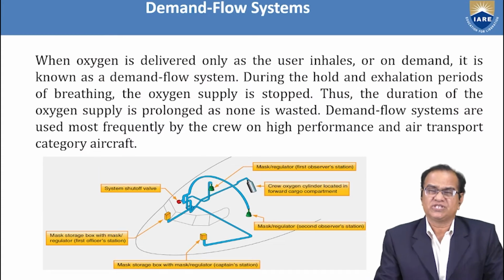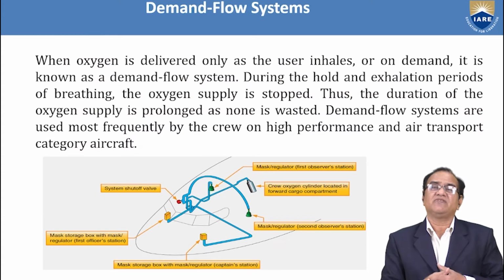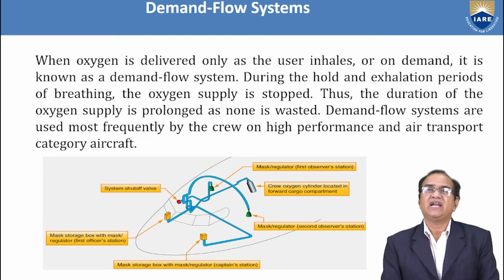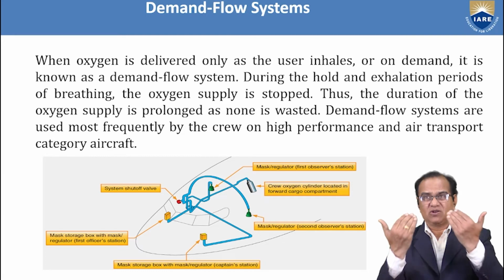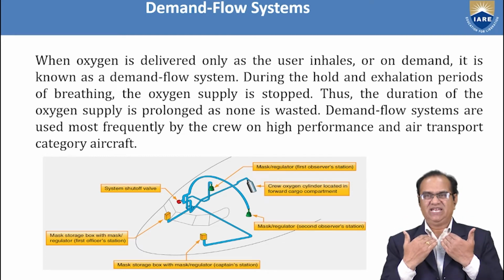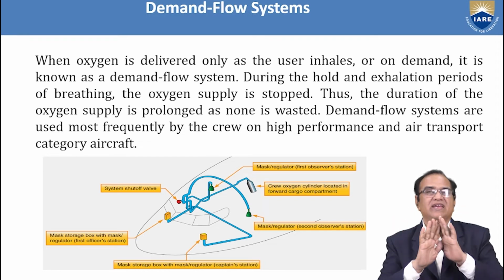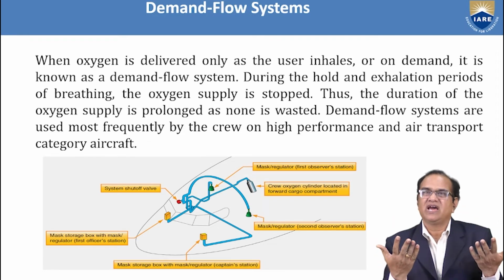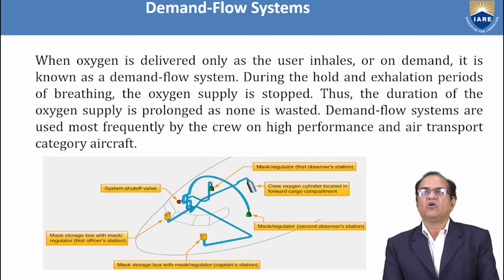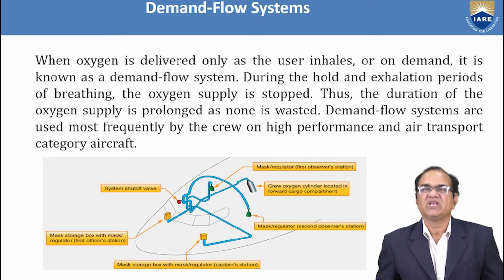Next is the demand flow system. In this demand flow, as and when we require oxygen, that much amount of oxygen will be supplied. Oxygen is delivered only as the user inhales. As you breathe in, it will go. But as you exhale, the valve will be closed and the oxygen supply will not be there. During the hold and exhalation period of breathing, the oxygen supply is stopped. Thus, the duration of the oxygen supply is prolonged.